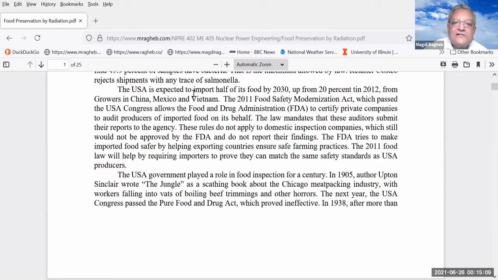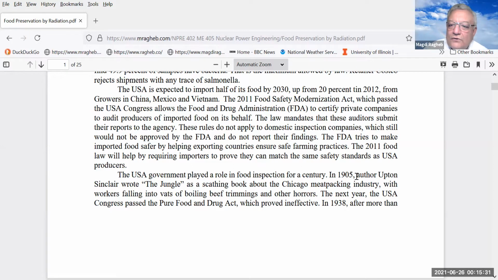The United States is expected to import half of its food by 2030, up from 20% in 2012, from China, Mexico, and Vietnam, particularly like fish, for instance, or shrimp. Quite a bit of shrimp is grown in farms in Vietnam, for instance.